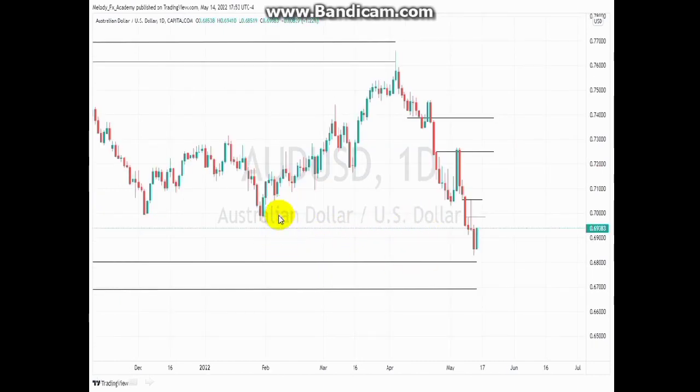Now we have the daily time frame right here. Looking at the daily range, we have this old high to this old low, right?